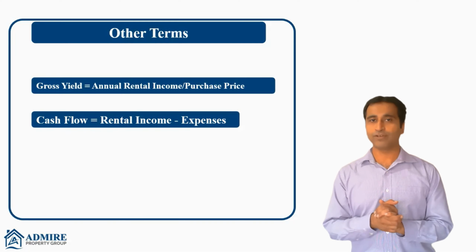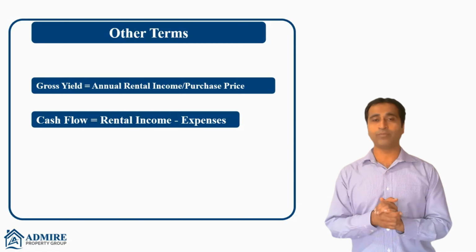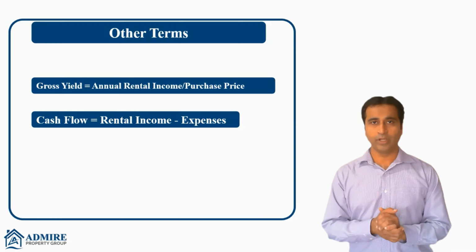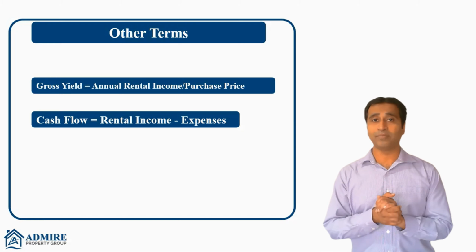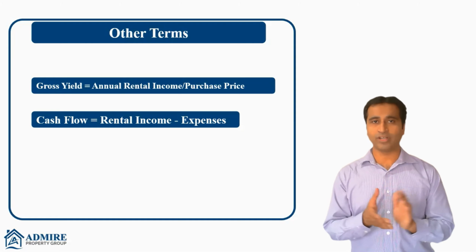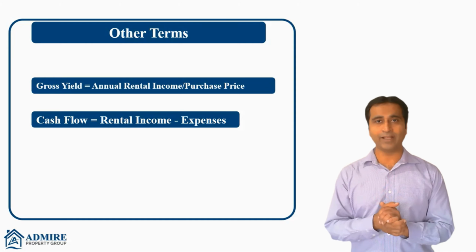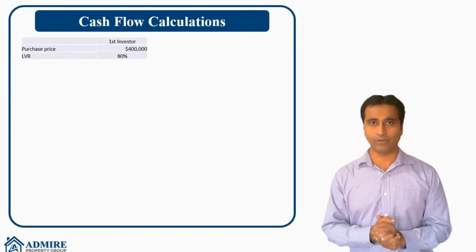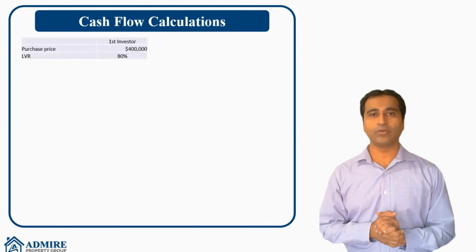The next term which we want to discuss is cash flow. Cash flow refers to the amount of money generated from the rental property after all the expenses have been paid off. It is calculated by subtracting all the expenses, like property management, repairs, and any startup fees, from the rental income generated from the property. That is your cash flow. Let's move to our example now.